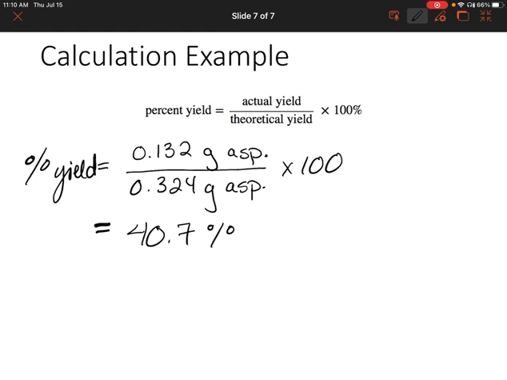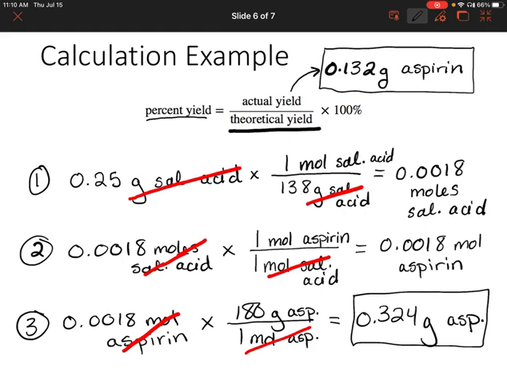Now, in your lab assignment, you'll be given different numbers because we're not going to start with exactly 0.25 grams of salicylic acid. We might start with a different amount. But at least now you have the tools that you need to do this same calculation and figure out the percent yield for the actual reaction we're performing in the lab video.